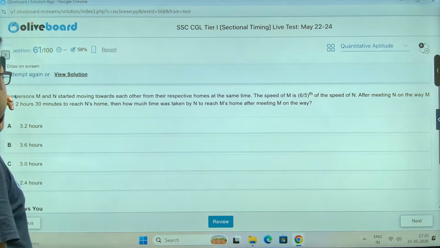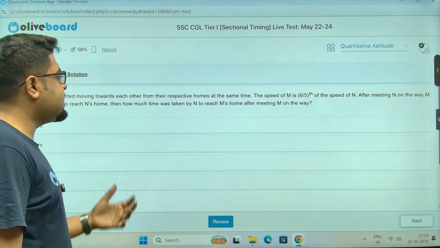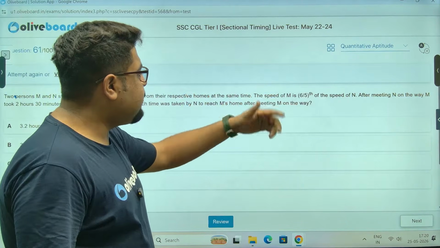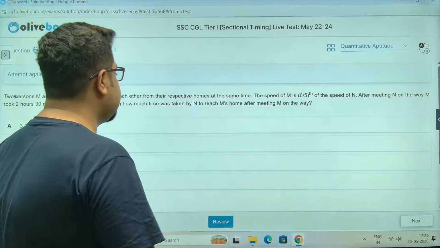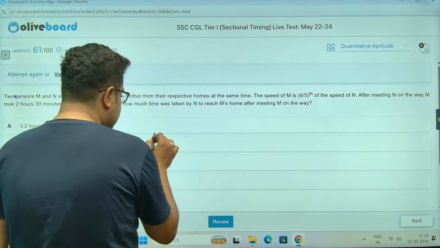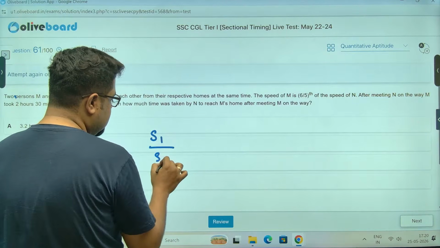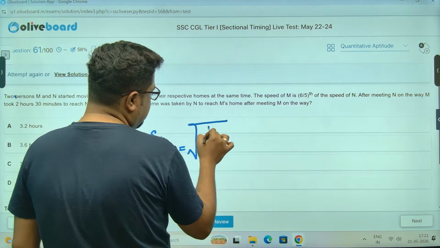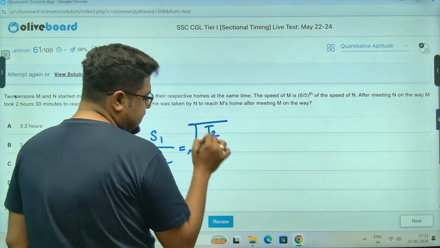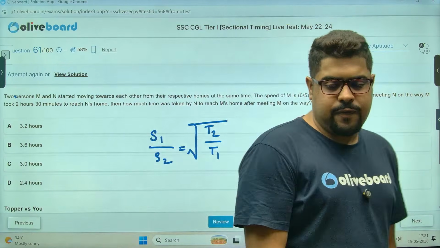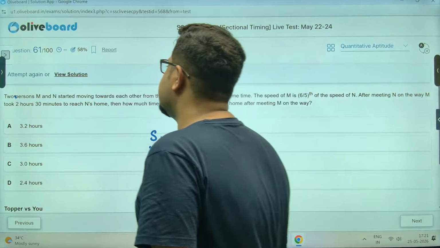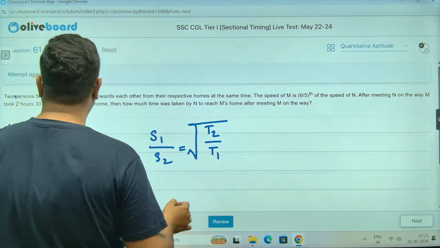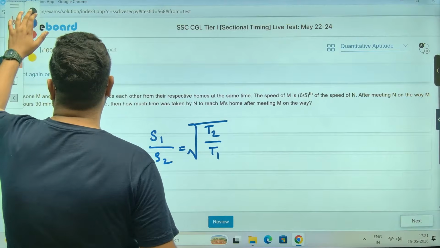Next one, please. Two persons, M and N, started moving towards each other. Their speed after meeting, and after meeting they took this much time. So there is one GP concept: S1 by S2 equals root over of T2 by T1. This is the very special formula. If you know, you know. If you don't, you don't. I told you guys multiple times this comes from the GP concept of meeting in time, speed, and distance.